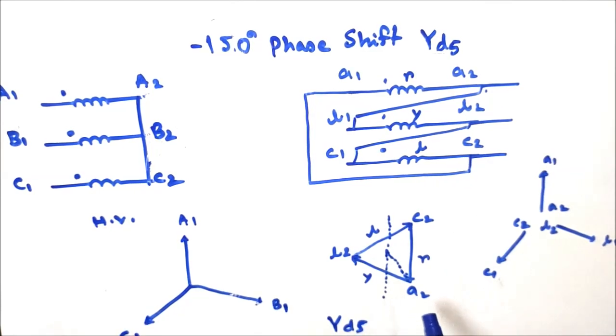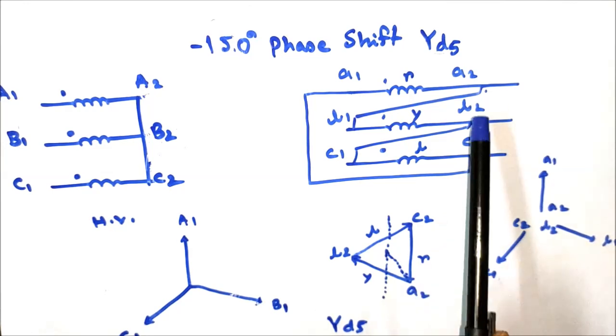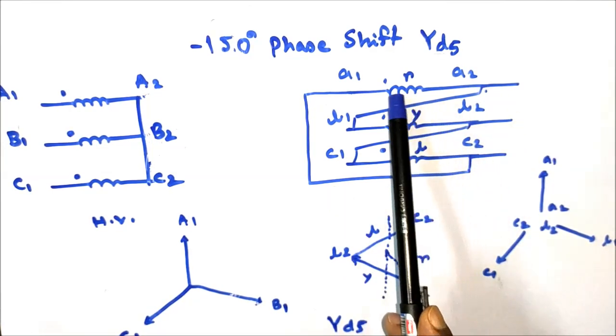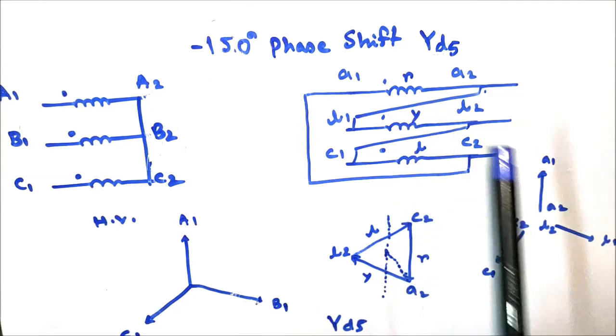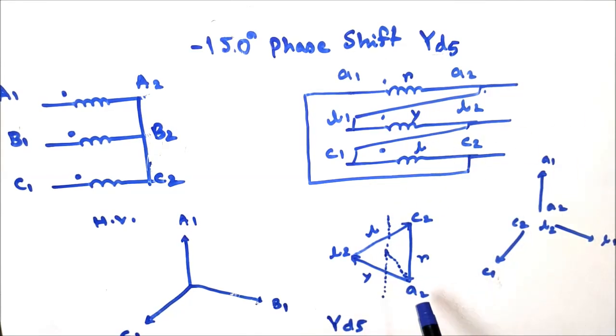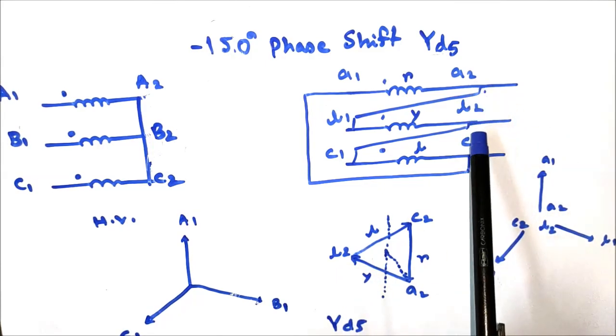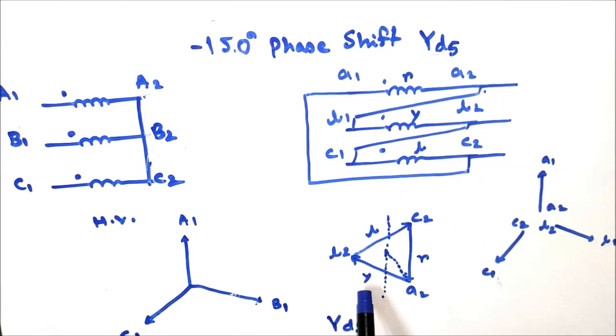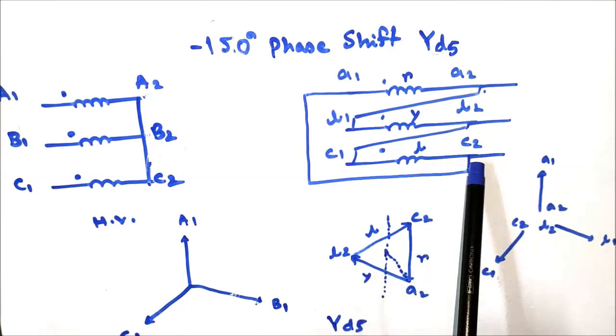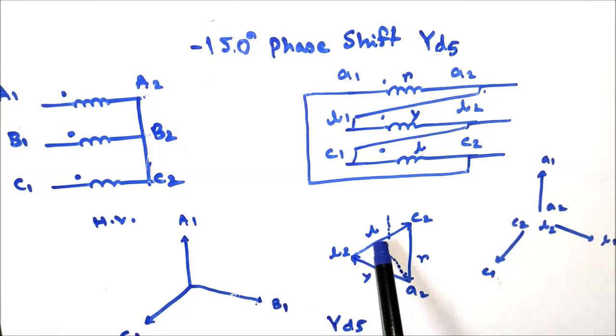So you can see in between A2 and C2 there exists the red phase coil of the LV side winding. In between A2 and B2 there exists the Y phase coil of the LV side winding. In between B2 and C2 there exists the blue phase of the winding.